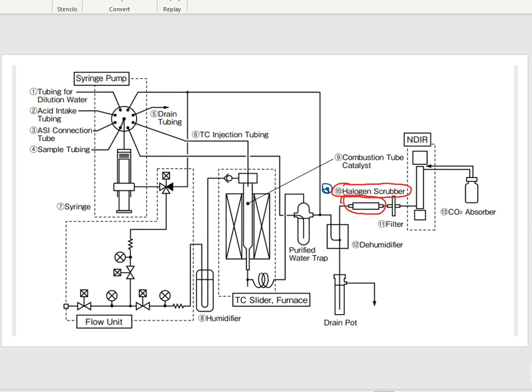Okay, and we'll talk about that reason. But this is conveniently located between the dehumidifier and the detector. So my sample has to go through the dehumidifier first, which will remove extra moisture. And then the sample is going to go through the halogen scrubber before it reaches the NDIR detector. Okay, so let's first talk about halogen. What is a halogen and where can I find the halogens?